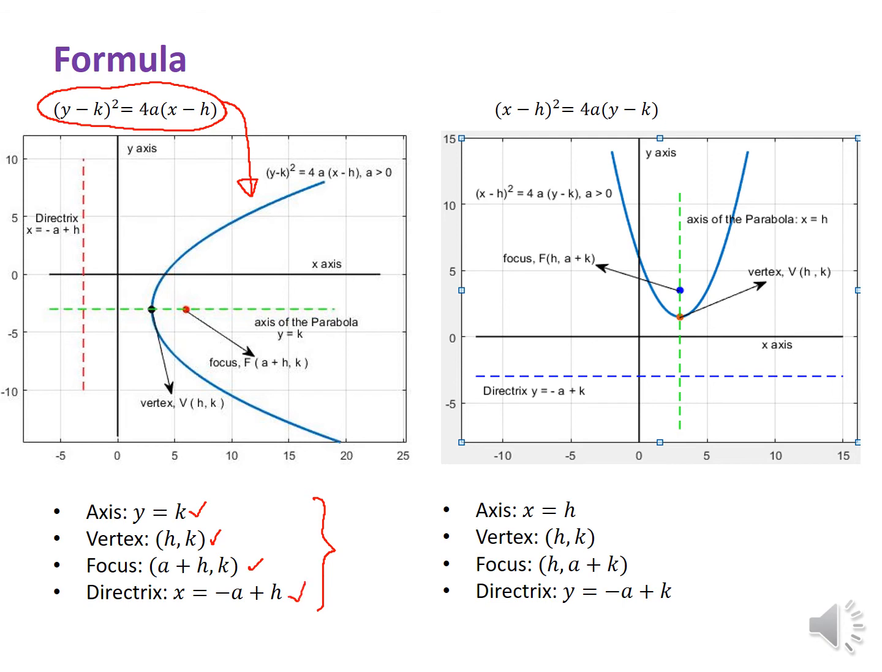We have another type of equation here: x minus h whole square is equal to 4a into y minus k. For this type of equation, the shape of the parabola is like this. And for this type of equation, the formulas for axis, vertex, focus and directrix are like this. So when we have a parabola of this type of equation, x minus h whole square is equal to 4a into y minus k, we will use these formulas.